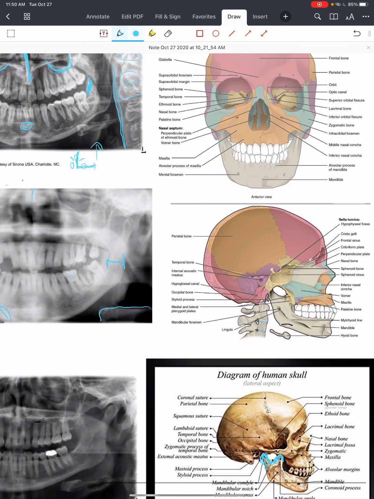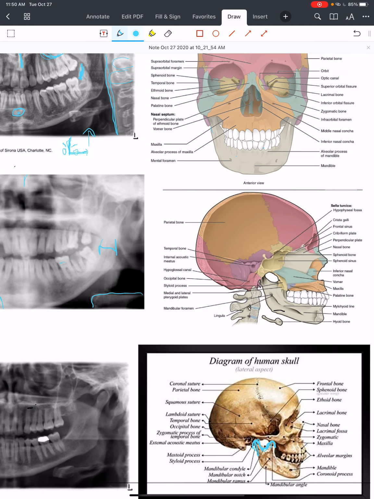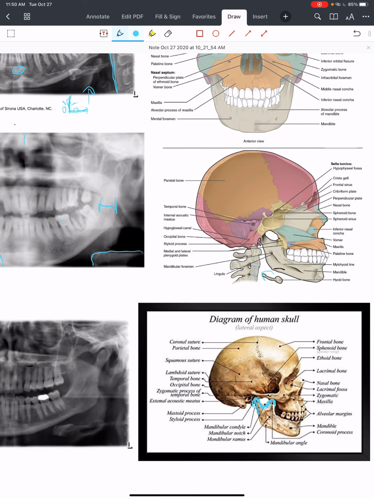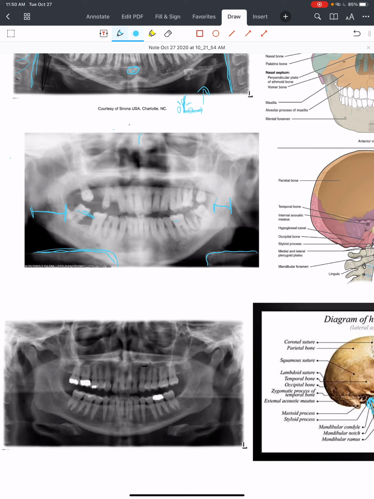And this is easy to know because, when I first learned it, I was like, what the heck? There's a bone down there? And this is the hyoid bone. So that does appear on a radiographic image, so it's important to know what that is.